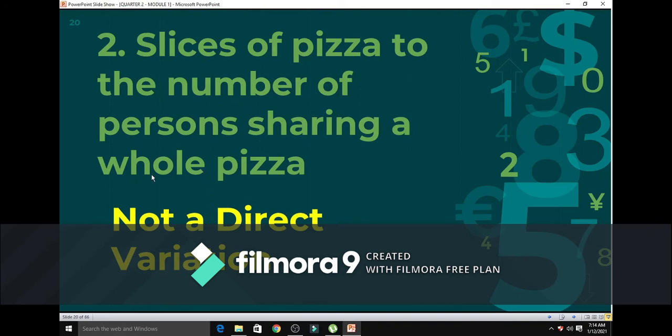Bakit? Kapag dumami yung maghahati-hati or yung taong maghahati-hati dun sa pizza, lumiliit yung parte ng pizza na kakainin nila. So, tumaas yung bilang ng taong kakain. Ano nangyayari sa slices of pizza? Lumiliit, kaya hindi siya direct variation. Hindi sila sabay na tumaas. So, yung isa tumaas, yung isa ay bumaba.